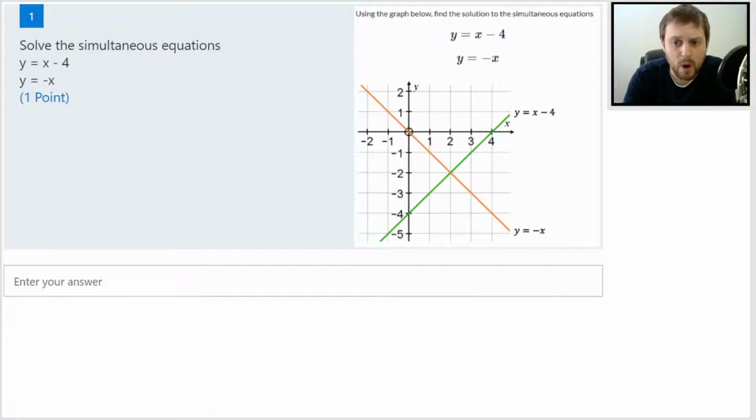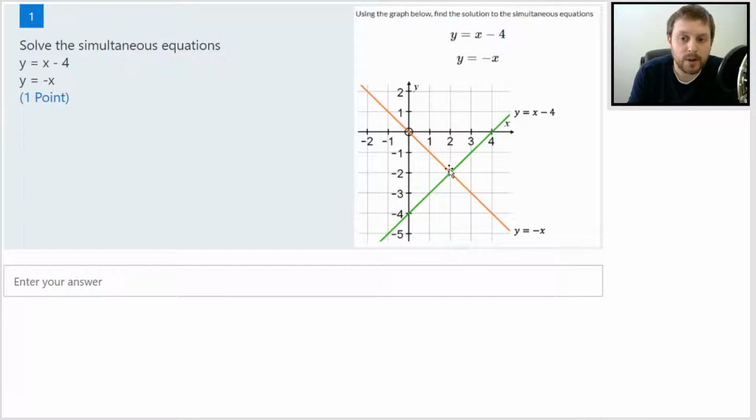Right, in question 1, we're actually given the graph. We're given the graph of y equals x minus 4, so it has a gradient of 1, so 1 along, 1 up, 1 along, 1 up, and it goes through minus 4, so this is the green line here. And then we've got the line drawn y equals minus x.